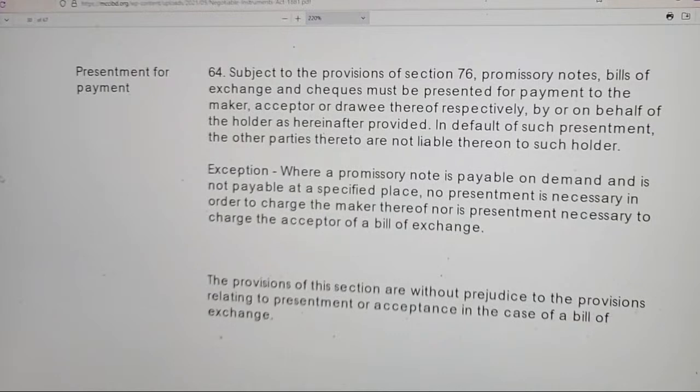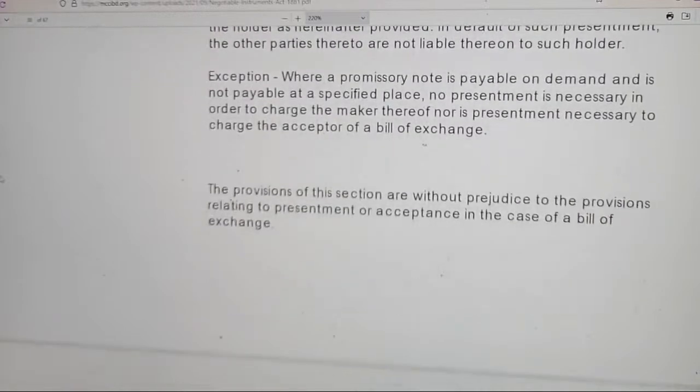Presentment for payment. 64. Subject to the provisions of Section 76, promissory notes, bills of exchange, and checks must be presented for payment to the maker, acceptor, or drawee thereof respectively, by or on behalf of the holder, as hereinafter provided. In default of such presentment, the other parties thereto are not liable thereon to such holder.